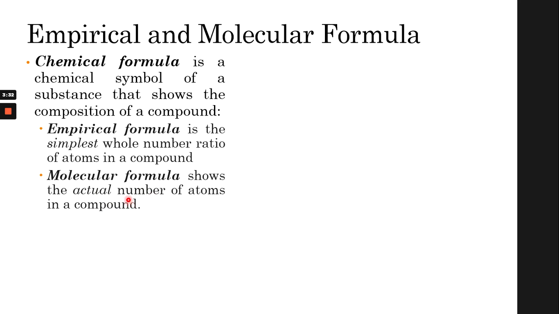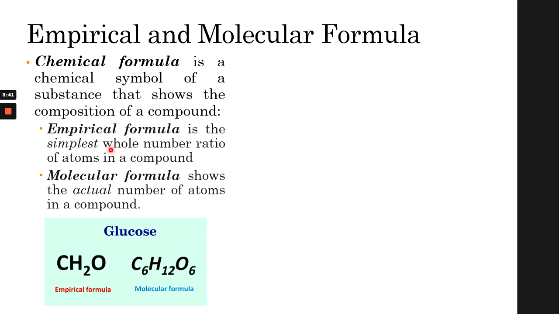We've done some examples when we were discussing representing compounds. One of the easiest examples is glucose. Glucose is a simple sugar. Its molecular formula is C6H12O6, right? So we have 6 atoms of carbon, 12 atoms of hydrogen, and 6 atoms of oxygen. That is the molecular formula. That is the actual whole numbers of each individual element in the compound.